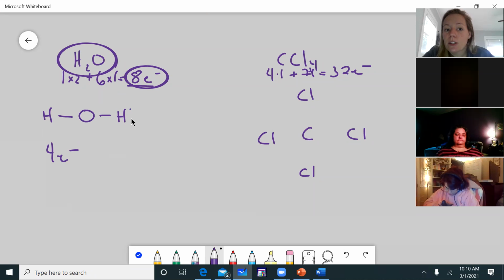Do I want to put the electrons here? No. Why don't I want to put them on the hydrogen? Well, hydrogen is already happy. Remember, hydrogen likes a duet. So it's got access right now to the 2 electrons in the pair. It's good. How about this hydrogen? It's also good. So where am I going to put the remaining 4 electrons? I'm going to put them on the oxygen. One set here and one set here.